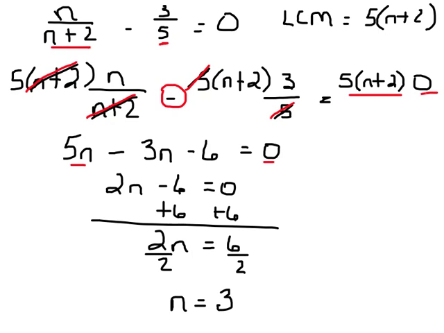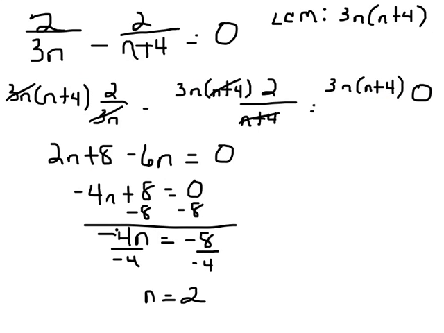Now here, the first thing we're going to do is we're going to see we've got two like terms that can be combined. 5n minus 3n is 2n. 2n minus 6 is 0. Let's move that 6 to the other side, and we see that 2n is equal to 6. Then we divide both sides by 2 and find that n is equal to 3. Now you can always go back and check your solutions by putting the 3 in everywhere you see the n and making sure that it works out mathematically.